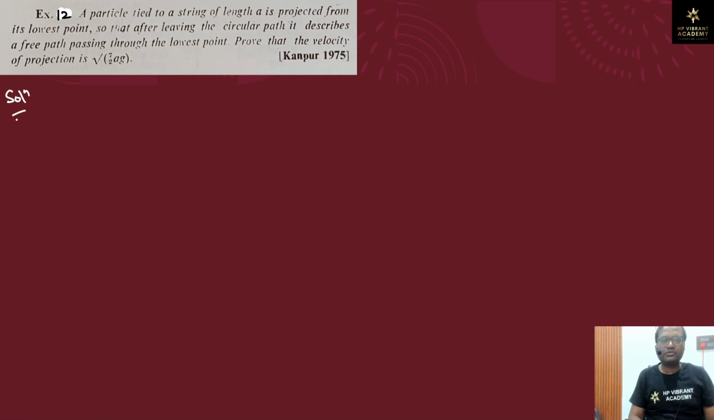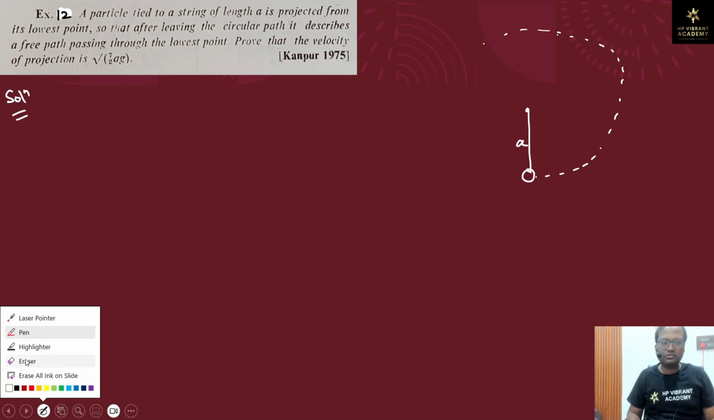What is given in the question is that a particle tied to a string of length A is projected from its lowest point so that after leaving the circular path, it describes a free path. So let us draw the circular motion. It is having a circular motion like this.